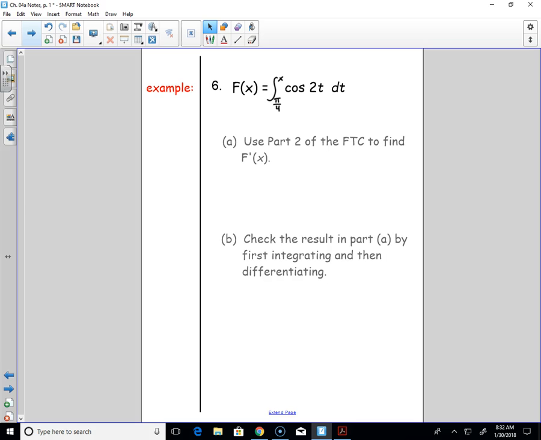Take the derivative, yeah? Yeah. Take the derivative.